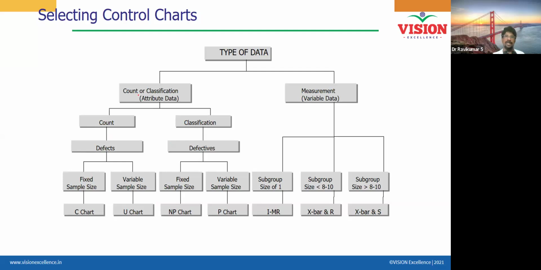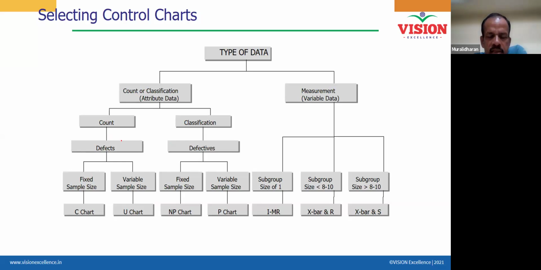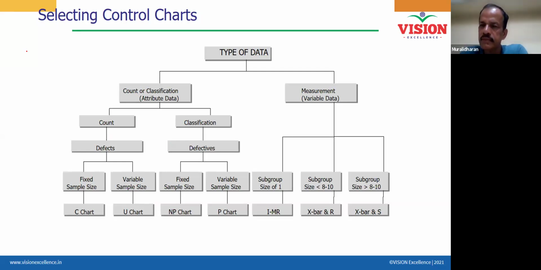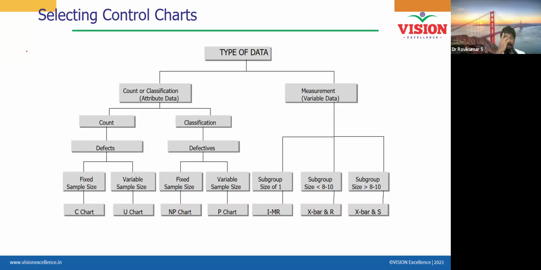Are we clear about the types of control charts? Please explain fixed sample size and variable sample size, please. For example, let us say there was a huge hospital, and in the hospital there was a diagnostic laboratory. Every day, hundreds of blood tests are carried out.